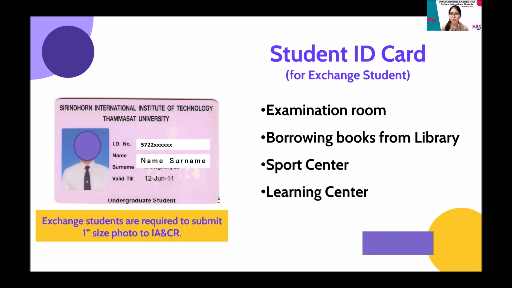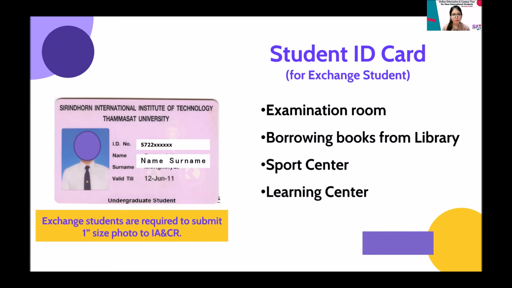And the size of the photo is important. We need only a 1 inch size photo. Otherwise, if you give us a too big photo, we can only get your head on the card, so it looks weird.